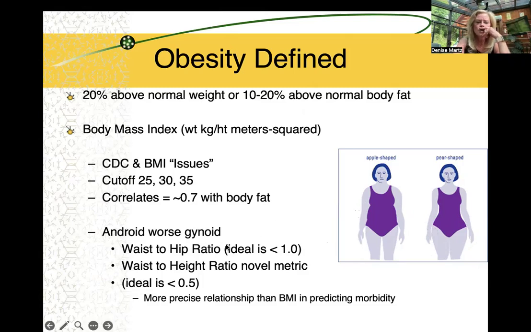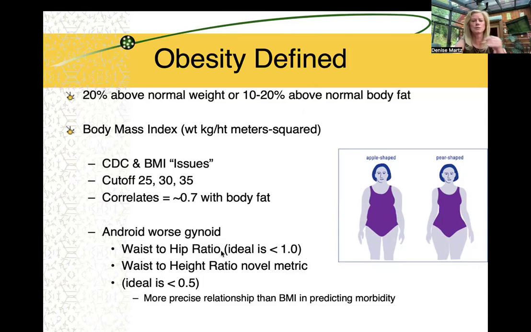Another way that we take a look at risk is the waist to hip ratio. Ideally, in terms of health, the waist to hip ratio is less than one. So you're seeing here, her hips are larger than her waist, so her waist to hip ratio is less than one. You'll see right here, this individual's waist is larger than her hip, so her waist to hip ratio would be greater than one, which is riskier.